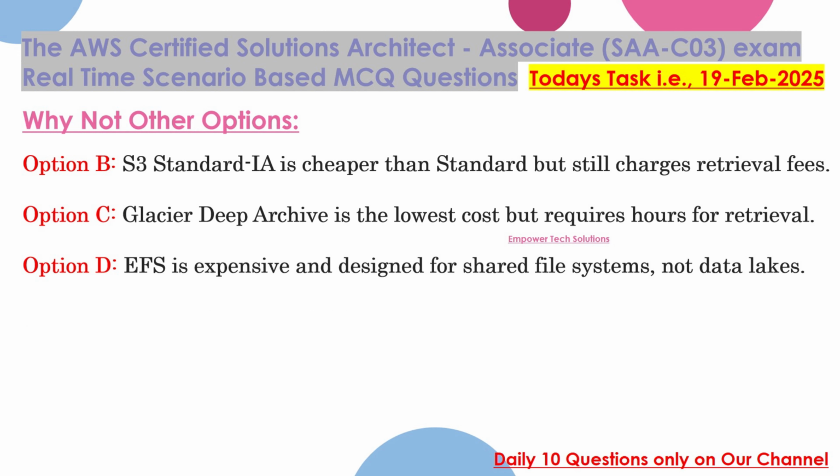Why not other options? Option B. S3 Standard IA is cheaper than Standard but still charges retrieval fees. Option C. Glacier Deep Archive is the lowest cost but requires hours for retrieval. Option D. EFS is expensive and designed for shared file systems, not data lakes.